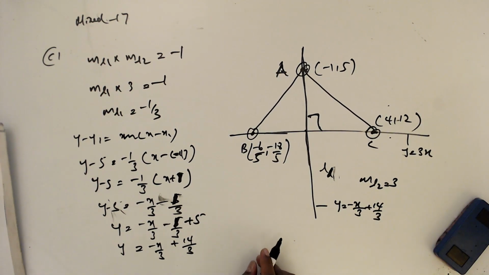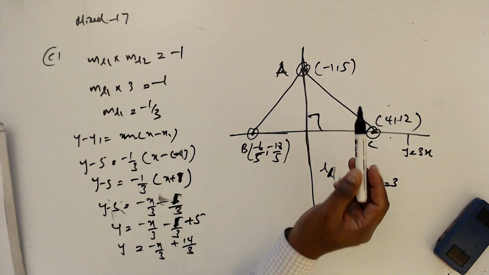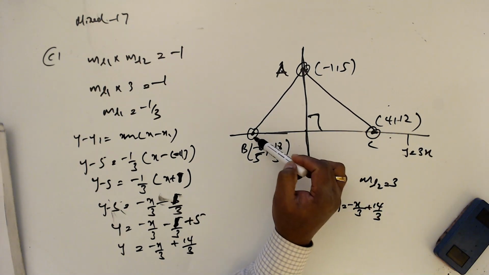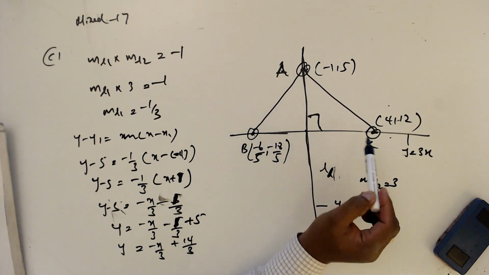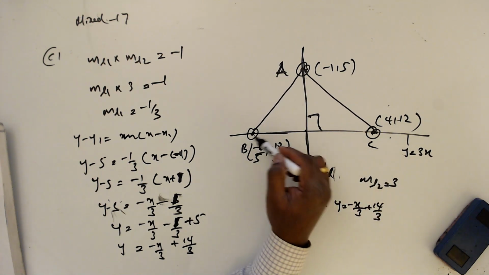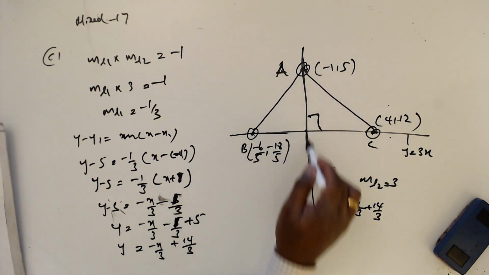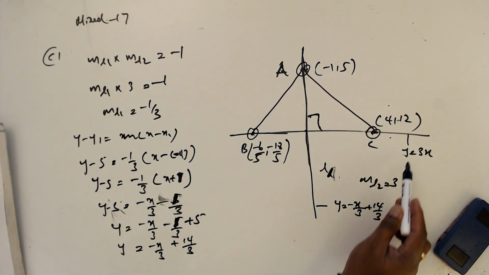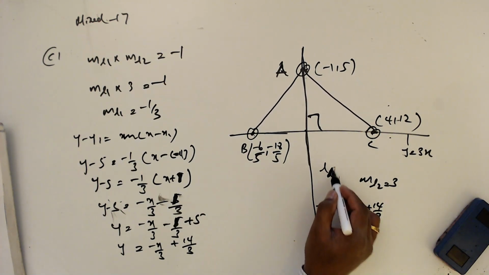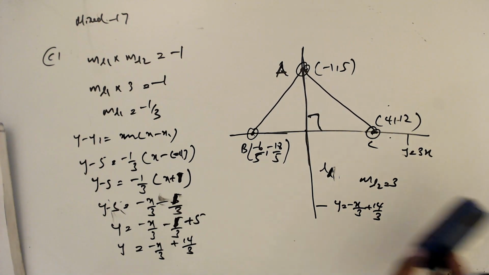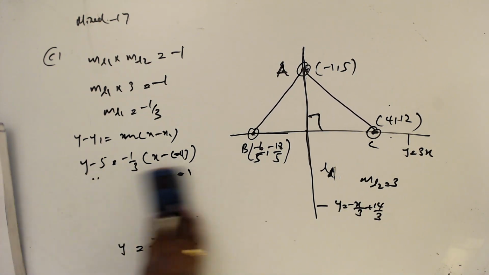Now part D, we want to find the area of this triangle. This is A, B, and C. And this is y equals 3x, and this line, L1, is perpendicular to y equals 3x. Then area means half times base times height.